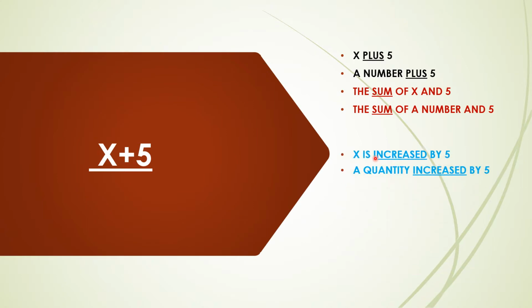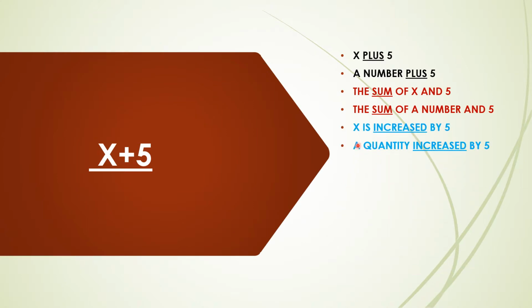Could also see this. X is increased by 5. Increased means that something gets bigger. So I've got this variable X, and it's going to get bigger by a factor of 5. A quantity, again, a quantity, we don't know what that quantity is. So we could use X as our variable. And so I could say that a quantity increased by 5 means X plus 5.